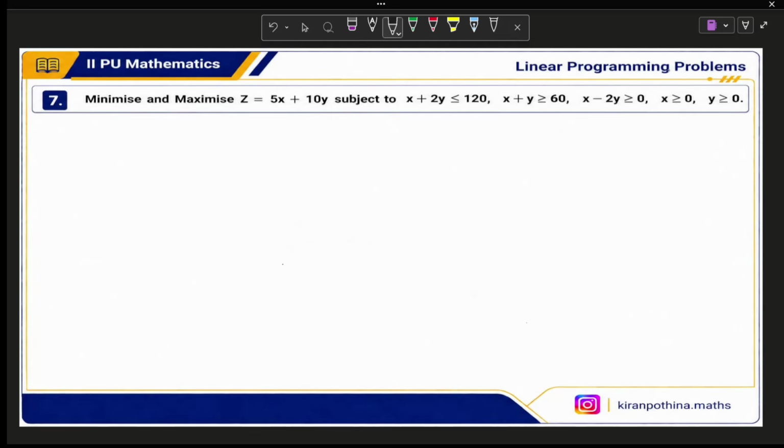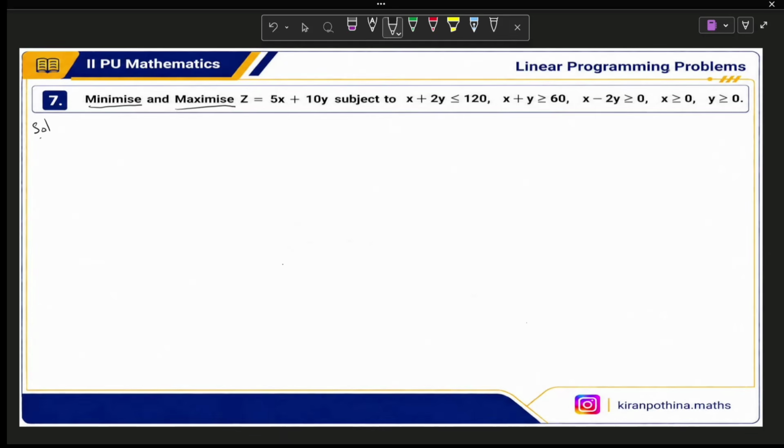The question is minimize and maximize. That means they are asking both the minimum value as well as the maximum value. This z equal to 5x plus 10y is called the objective function, subject to constraints. These x plus 2y and so on are all nothing but constraints.